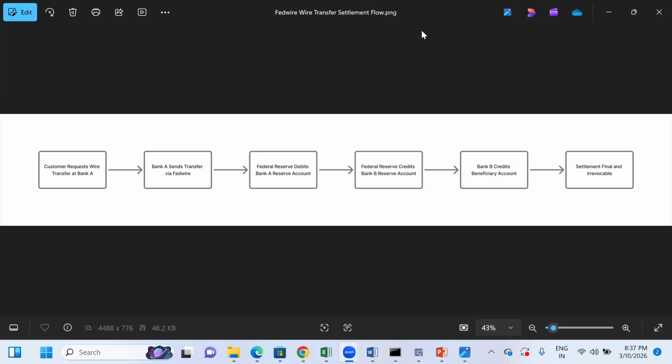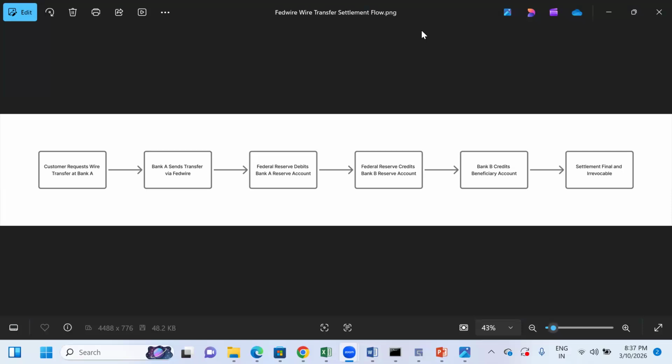Fed sends acknowledgement to the sender, and also an advice to the receiver, confirming the transfer. So these are the steps.